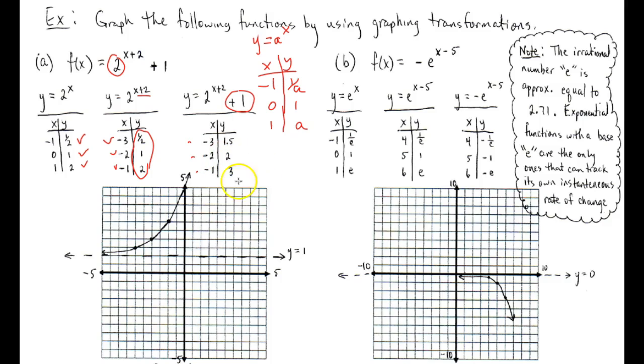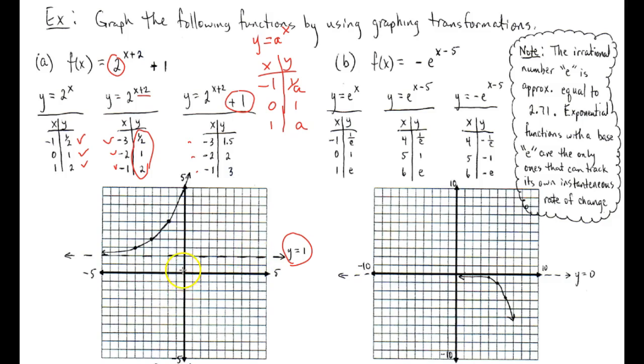Also, I want to note that any exponential function has a horizontal asymptote on the x-axis, at y equals 0 here. So anytime we do a vertical shift up or down, that horizontal asymptote also shifts. That's why you see the horizontal asymptote here being shifted from y equals 0 to now y equals 1.